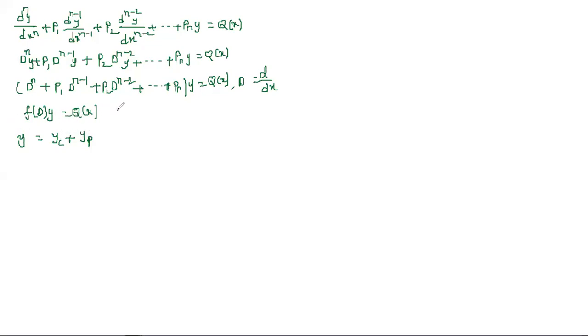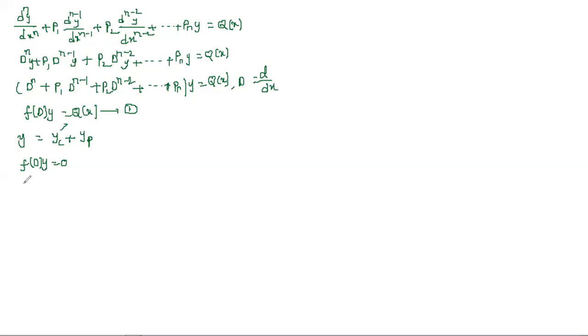Let it be taken as the given equation 1. After taking this equation 1, first we need to find the complementary function by taking the equation f of D into y is equal to 0. We calculate the complementary function by taking the auxiliary equation f of m equal to 0, finding the factors or roots, and based on the roots we write the complementary function. That is the first step. Then you get yc.